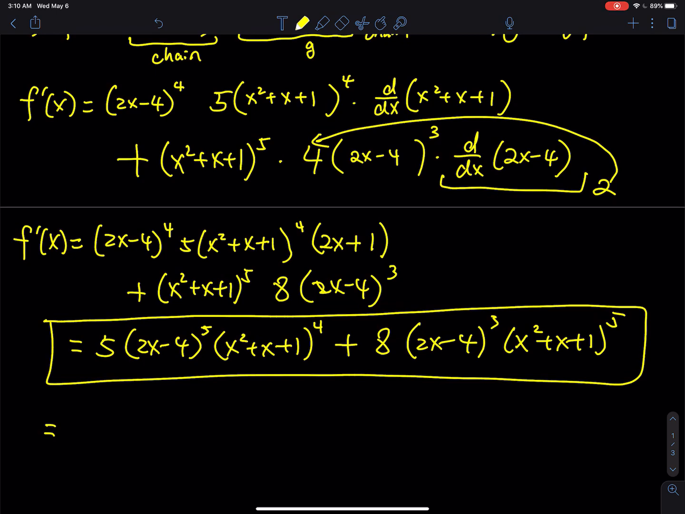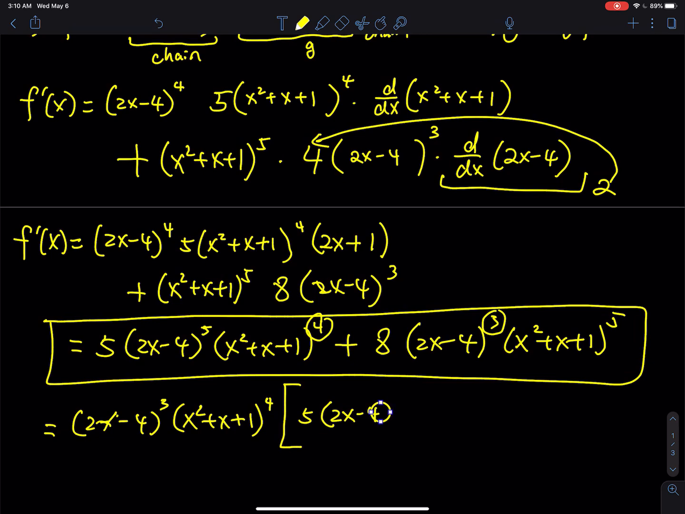So for this one, the smallest power is 3. For this one, the smallest power is 4, right? So I can bring a 2x minus 4 to the 3rd out, and then x squared plus x plus 1 to the 4th out. And then what do we have inside the square bracket? We have 5. So now the 2x minus 4, we only have one of this left. Oh, how come there is a circle?